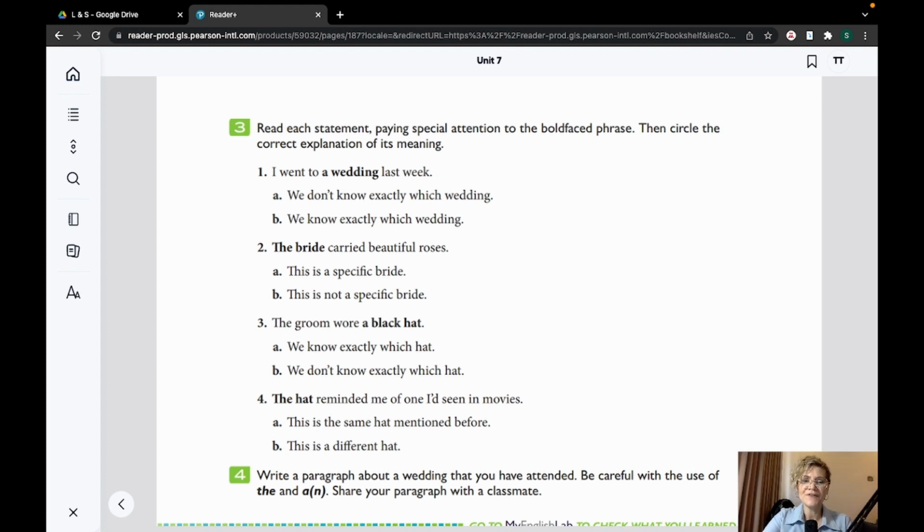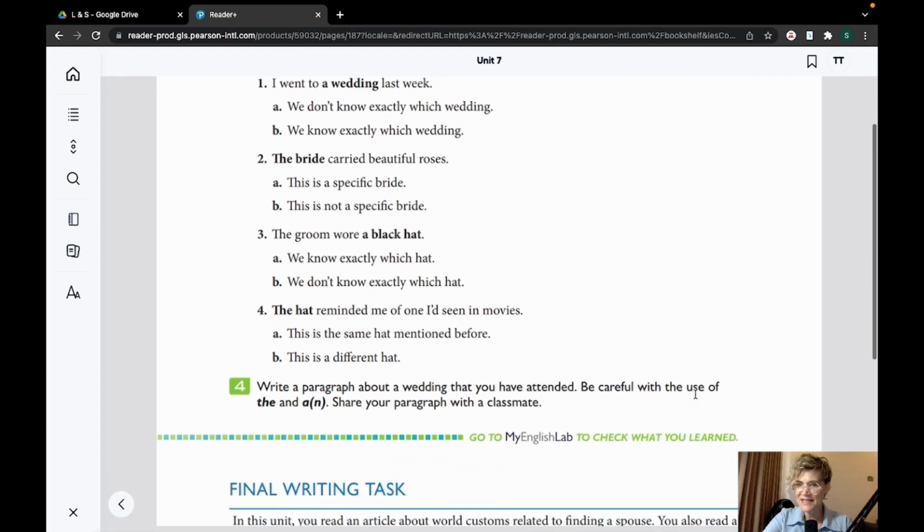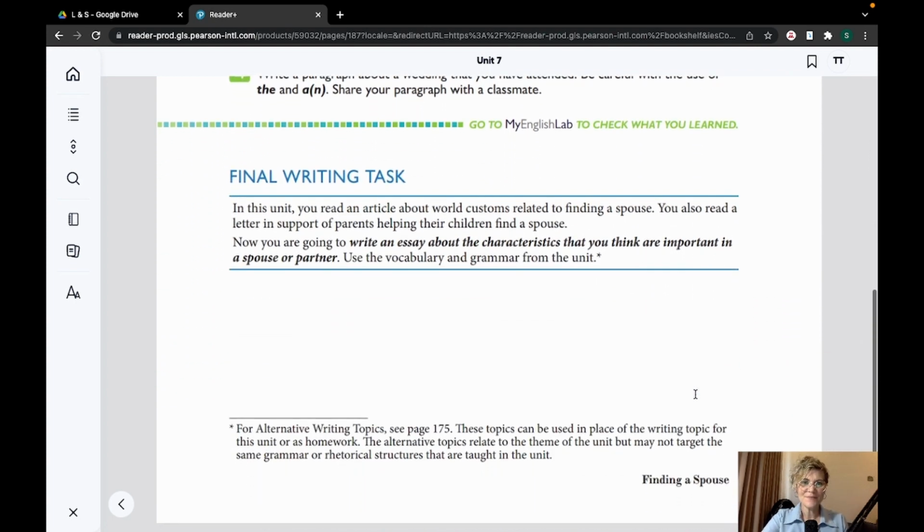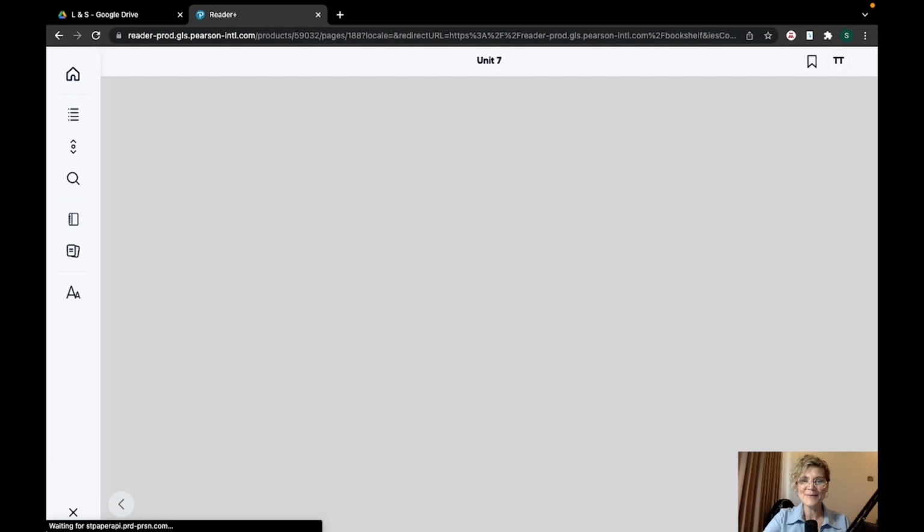Okay, guys, remember that "the" is used in the plural form and the singular, but the indefinite articles "a" or "an" can only be used for singular. So, yeah? Very important. Great. That brings us actually to your final project, right? Your writing project, which you write in your journal, and you're writing an essay about the characteristics that you think are important in a spouse or partner. I'm excited to read that.